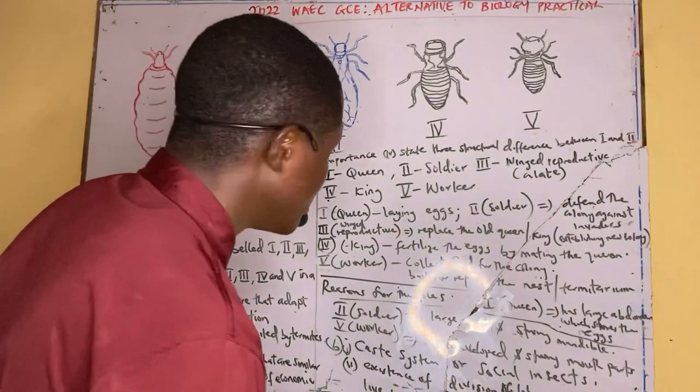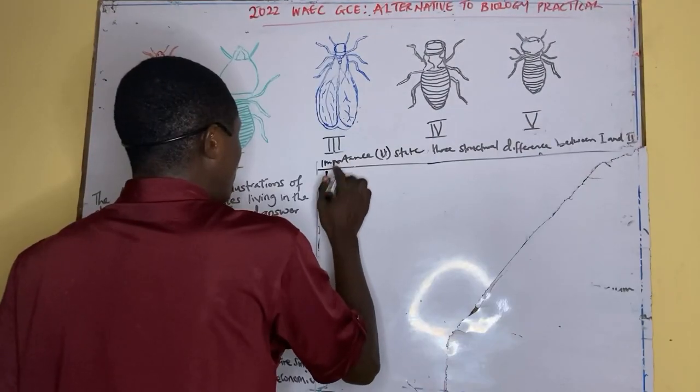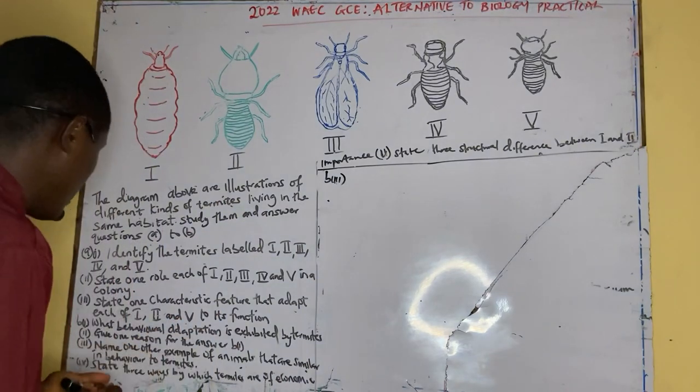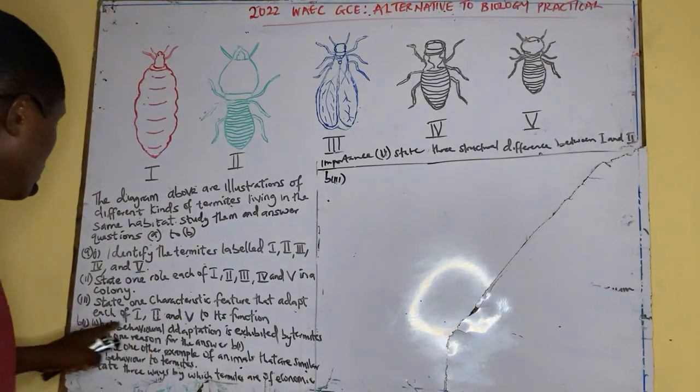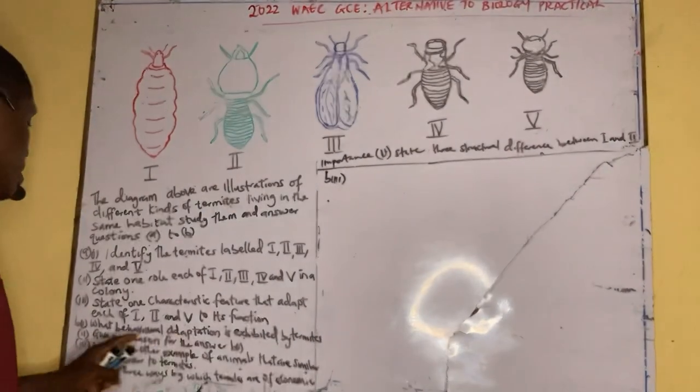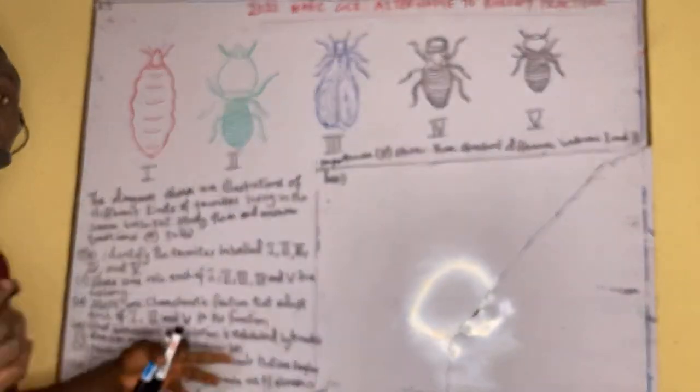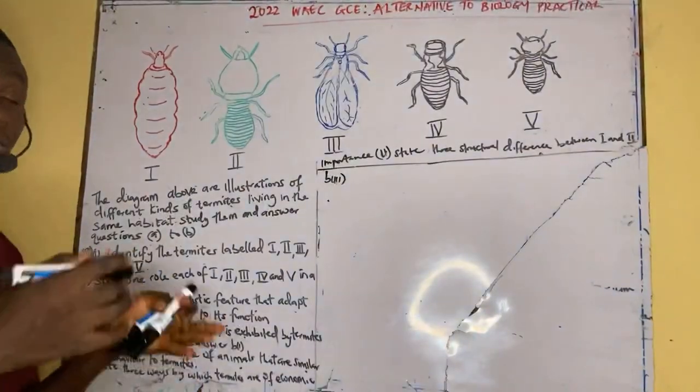Let me quickly move on to three now. Don't forget about answer B. We have one and two: the behavioral adaptation of these is social insects, and the reason is that they live together in a colony, and also they have a form of division of labor. And we have number three now.